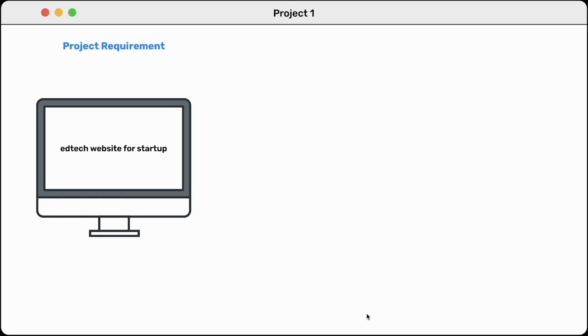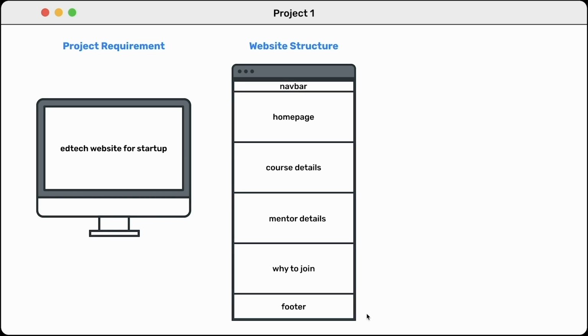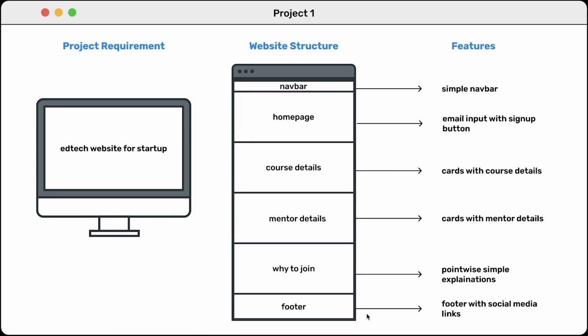Hi there, welcome back. From this section we will design the actual project, and we will use all the tools that we have learned in previous sections. So the very first project that we are going to design is an Edtech website for a startup. So here is the website structure. At the very first we will design the nav bar. After that we will design the home page, followed by course detail, mentor details, why to join page, then footer. And here is the feature detail with respect to each page.